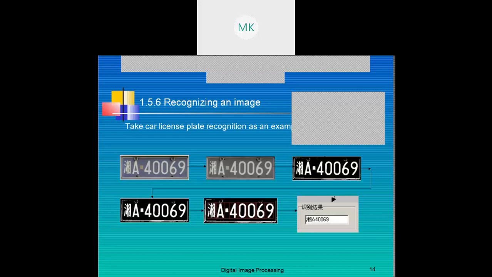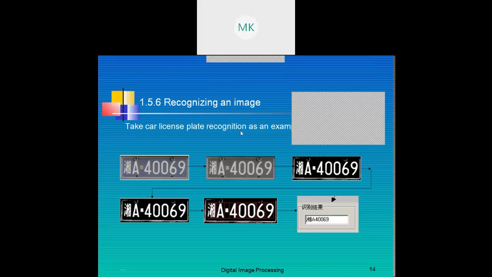Next is recognition, that is, recognizing an image. Take car license plate recognition as an example. This is the original image. The same can be recognized by applying different techniques of image processing. And this one seems very clear compared to the original image.